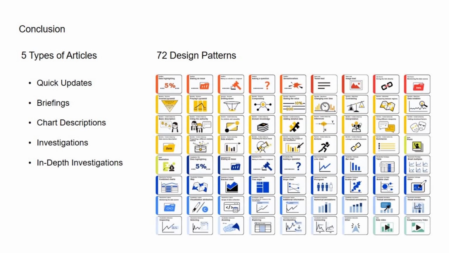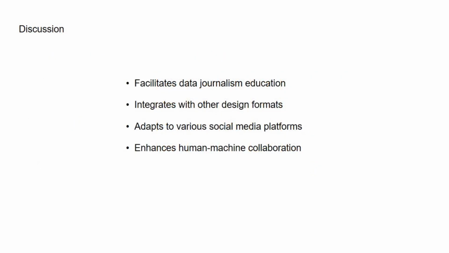Well, in this paper, we detail design patterns for data-driven news articles, identifying 5 article types, which were refined through expert interviews and workshops. Our findings suggest that our approach can serve as an out-of-the-box framework for formulating plans and considering details in the workflow of data-driven news creation. Our research can also be beneficial in several ways.